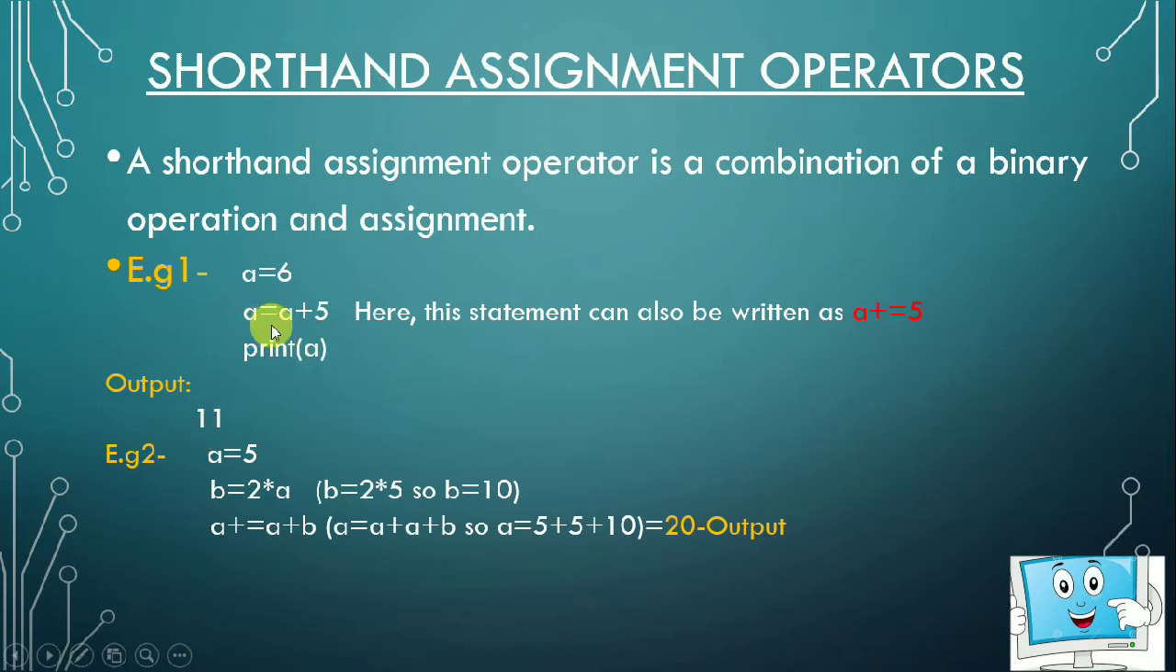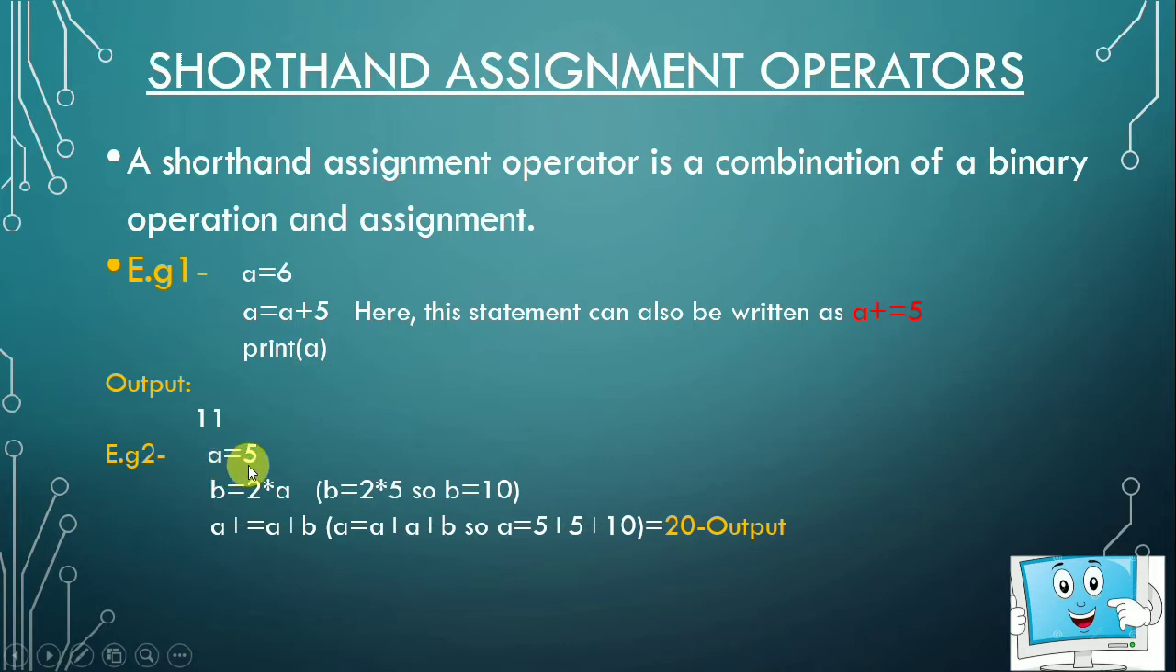This statement which is written here, a = a + 5, can also be written like this: a += 5. So this is known as the shorthand notation or the shorthand assignment operator. The meaning of this one and this one both are the same. Let us take another example.